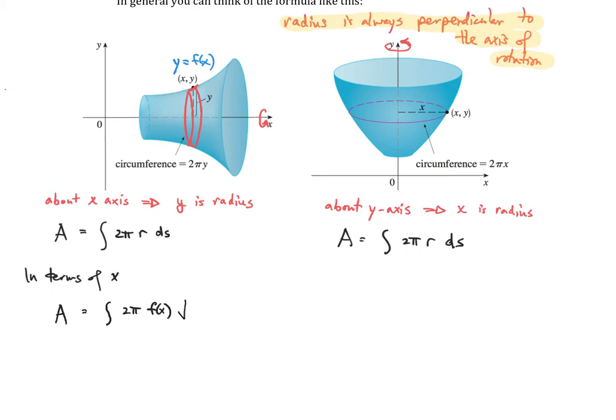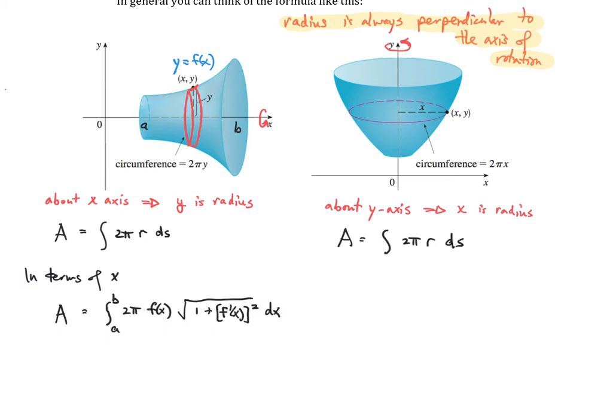And then the ds part, in terms of x, is just the square root of 1 plus f prime of x squared dx, right? And we want to indicate our limits of integration. So, I could put a b here, a here, and a b here, and then we're going to integrate from a to b. All right.